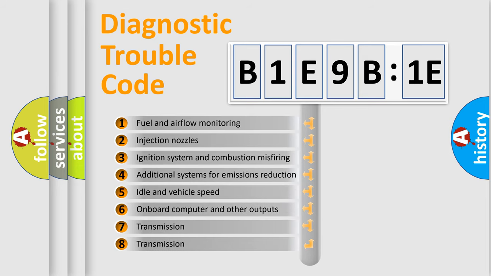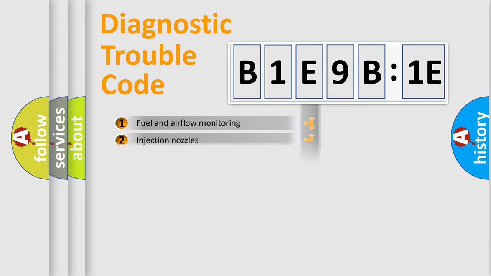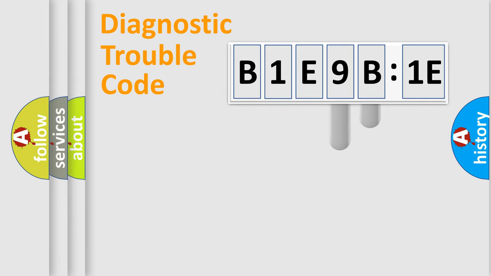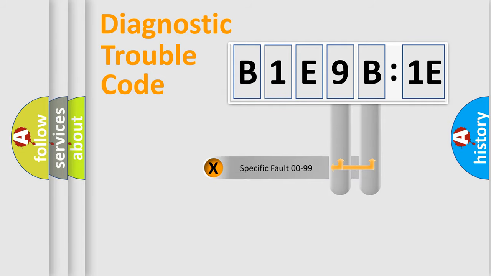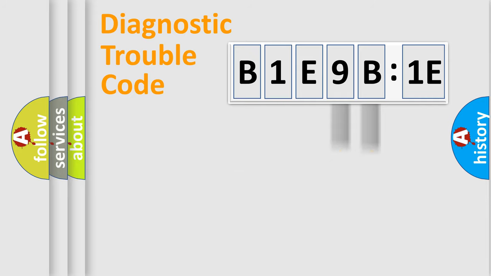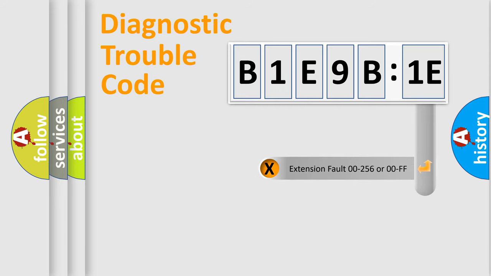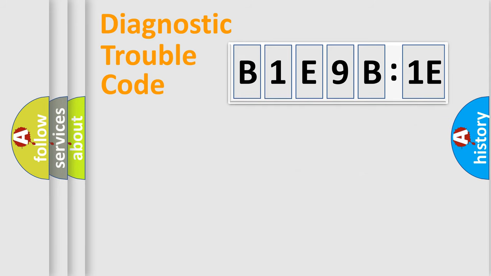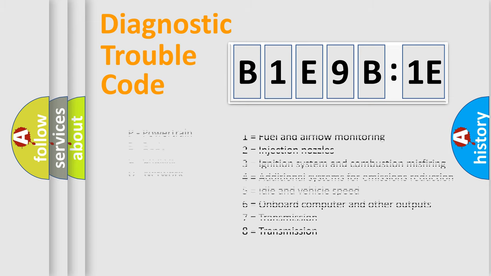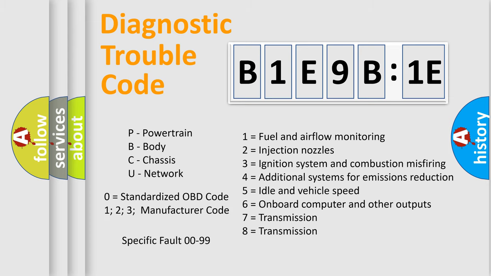The third character specifies a subset of errors. The distribution shown is valid only for the standardized DTC code. Only the last two characters define the specific fault of the group. The add-on to the error code serves to specify the status in more detail. For example, a short to the ground. Let's not forget that such a division is valid only if the second character of the code is expressed by the number zero.